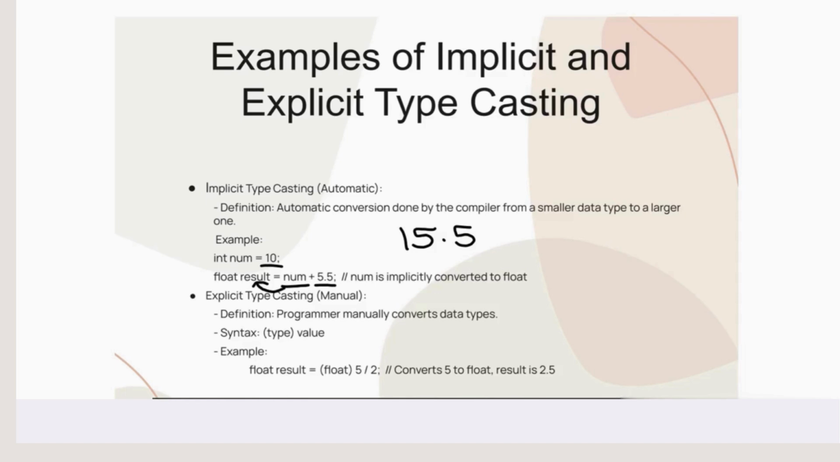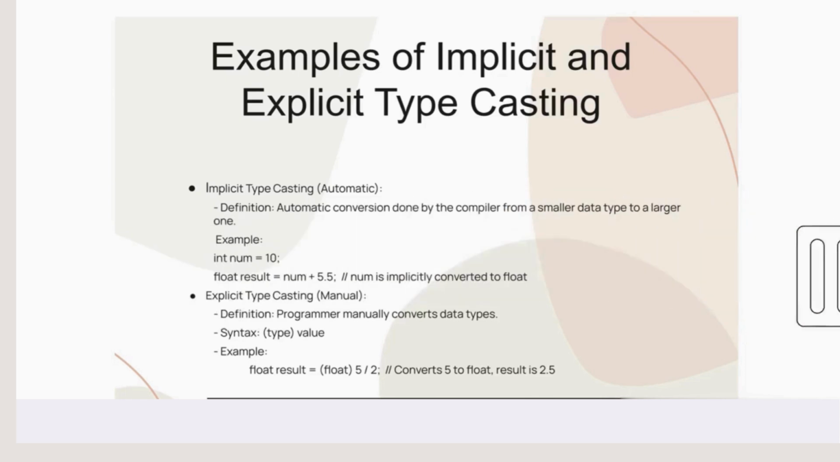So ideally the expression is internally evaluated as 10.0 plus 5.5. Now the result 15.5 is generated and given to the result variable. So this is implicit conversion done directly by the system.